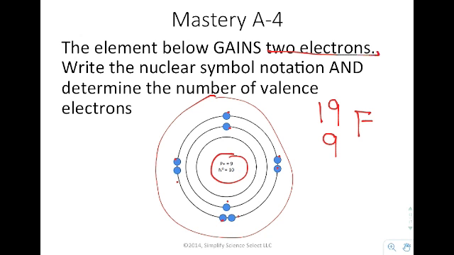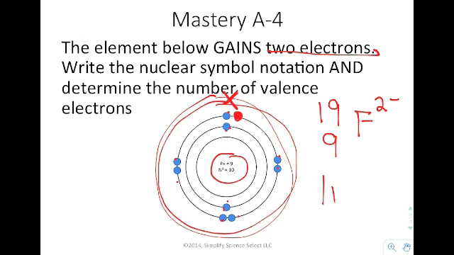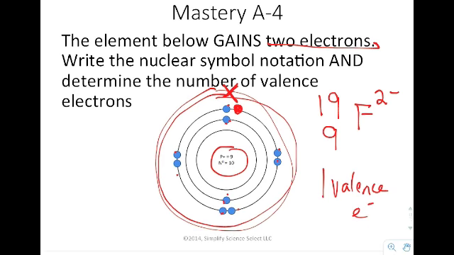So I'm going to add another electron to it. When I add another electron, now it's got 8 in the second shell. Remember, 2 and 8, it has to add another shell. When you add that other shell, you can only put 1 electron in there. So you would say 2 minus, because it has 2 more electrons than protons, and then you would say that it has 1 valence electron. That is a really, really tough example.